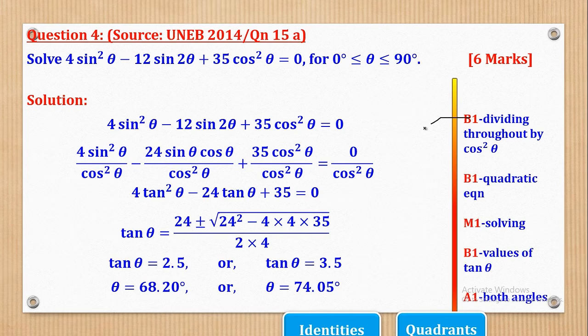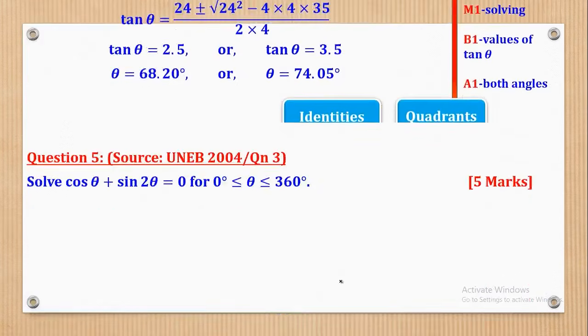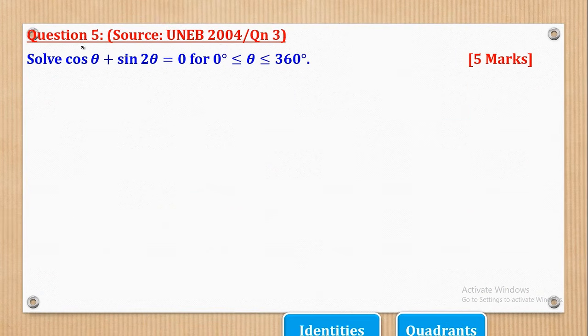So B1 for dividing through by cos squared theta, B1 for the quadratic, M1 for solving, B1 for values of tan theta, A1 for both angles correct. So that was question 4. Now we shall go to question 5.